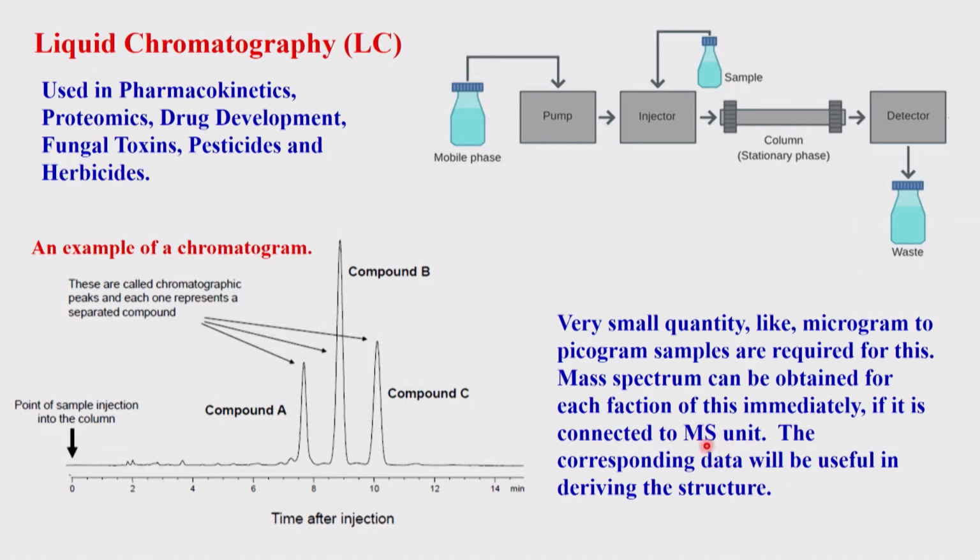So, one can connect to the detector, as said, a lot, and most often in recent days people are using mass spectrometry. Then you will get the mass of each of those particular fractions that you are measuring. Therefore, from the mass you can try to identify them.